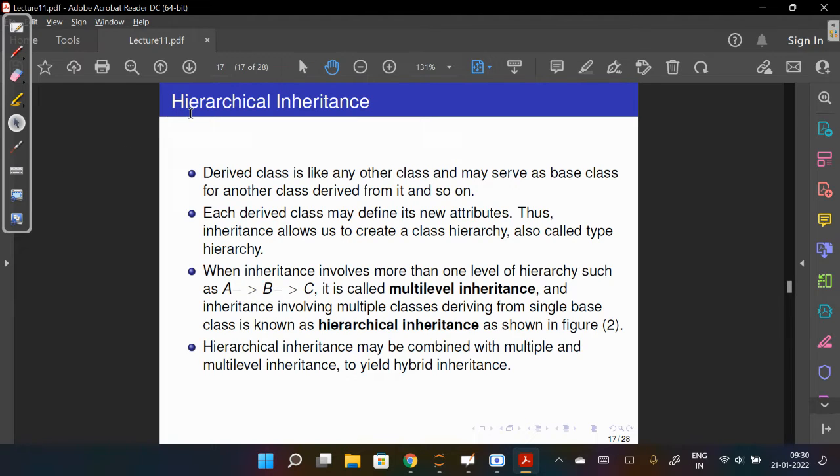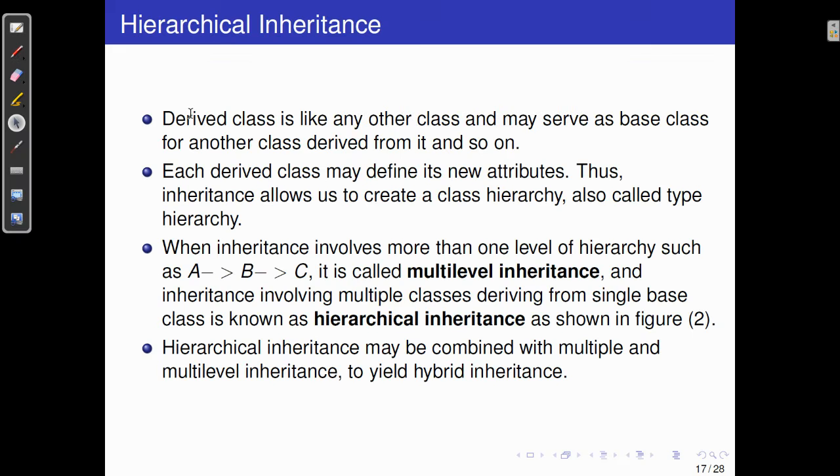hierarchical inheritance. So a derived class is like any other class and may serve as base class for another class derived from it, and so on. So like you have seen the person employee example, so every employee is a person. So employee class was derived class and person class was base class. Okay, but you may use employee class as a base class now for the other class.